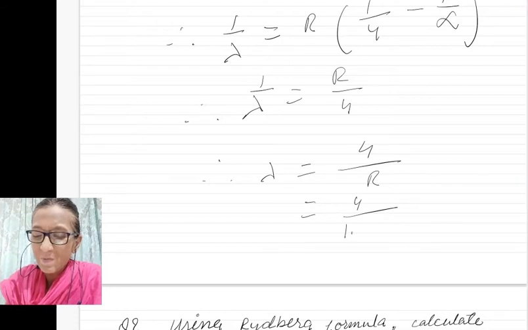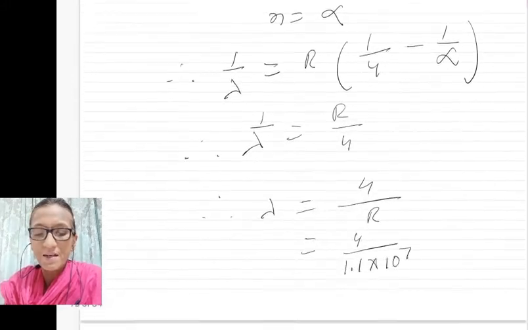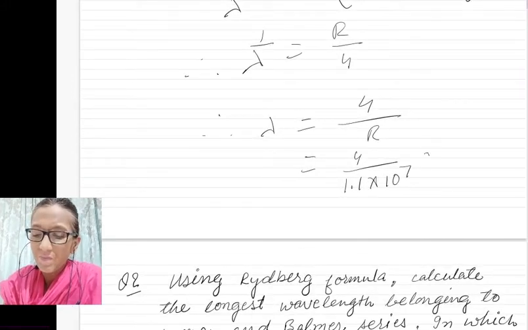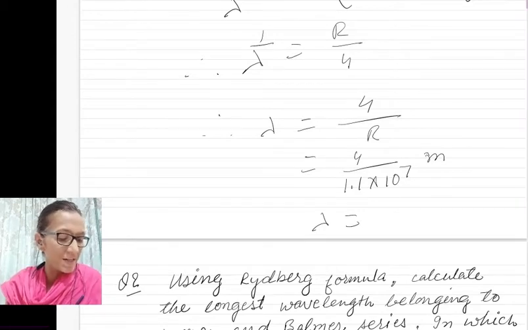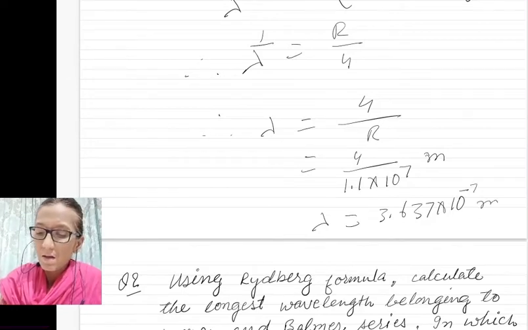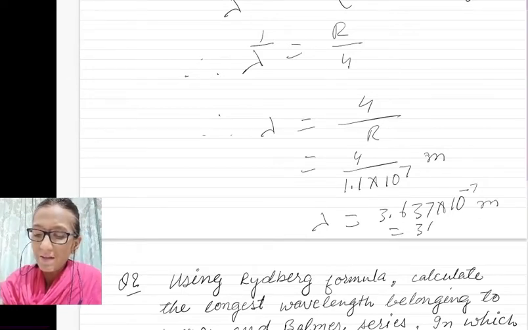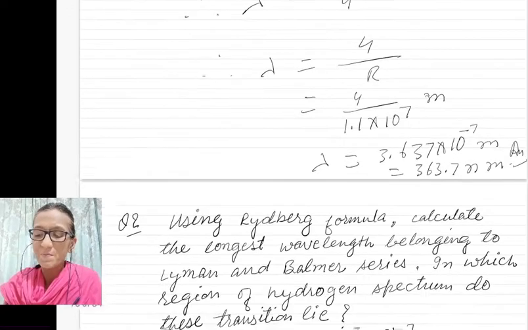This is 4 divided by 1.1 into 10 to the power 7 per meter. Here the value is given. So per meter, meter goes in numerator. So wavelength comes equal to, I have already calculated this for you, 3.637 into 10 to the power minus 7 meter. And this is equal to 363.7 nanometer. So this is your answer of first question.